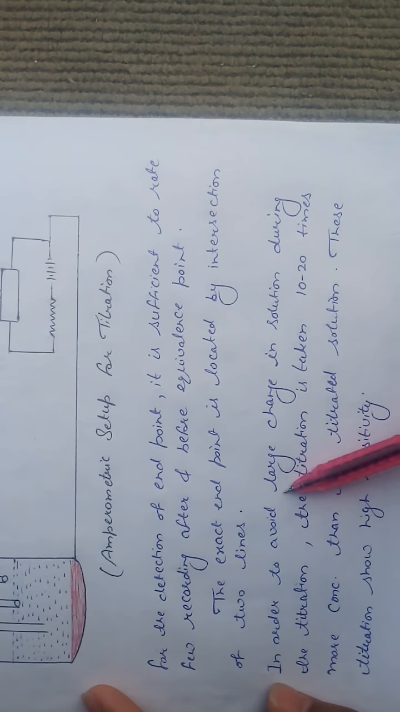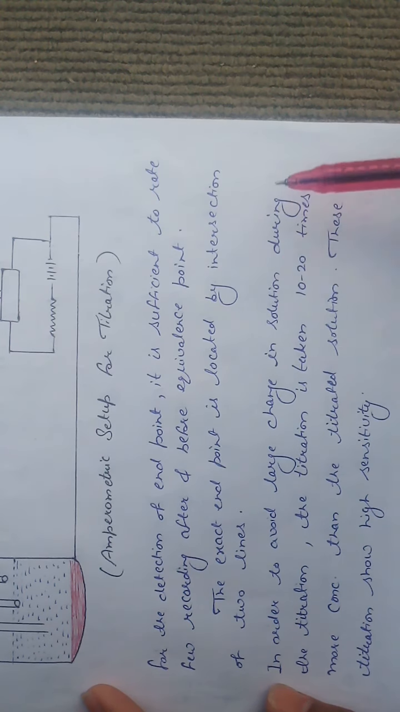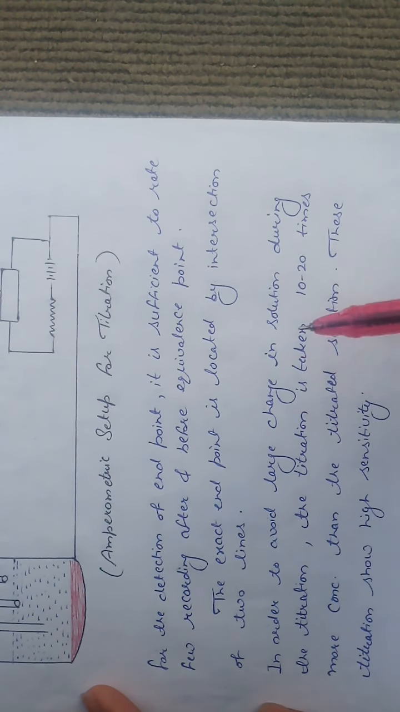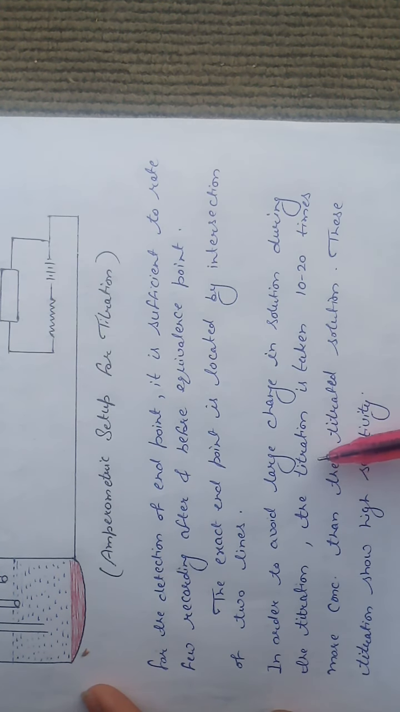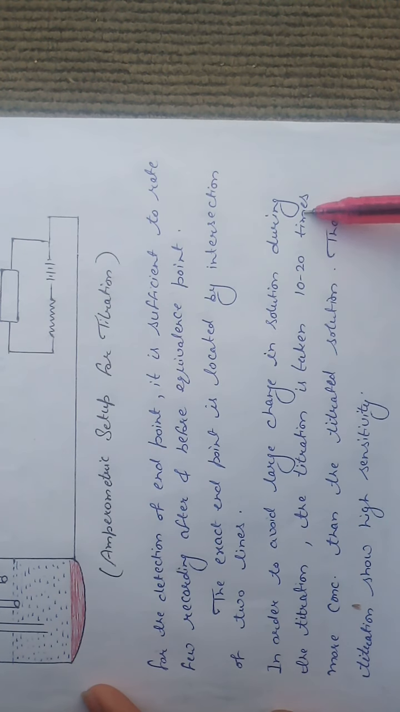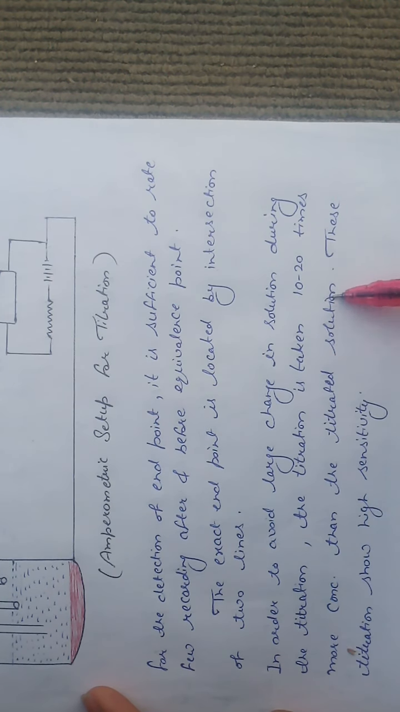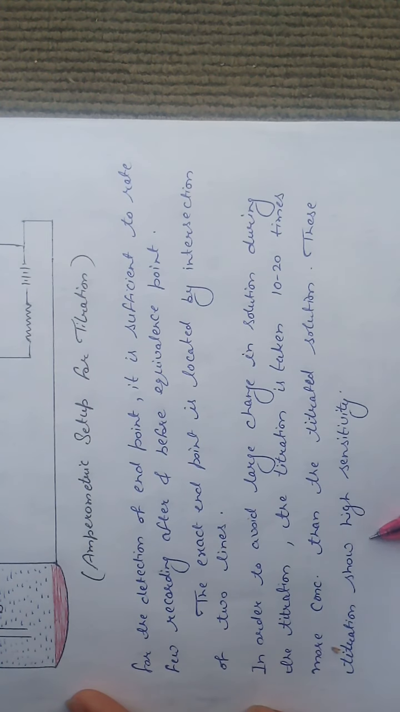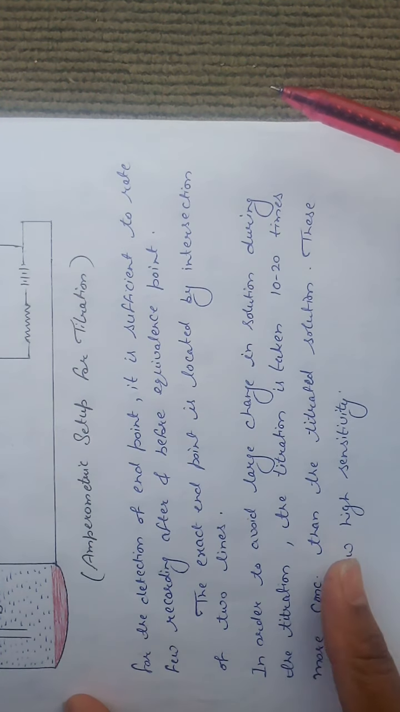In order to avoid a large change in solution volume during the titration, the titrant is taken 10 to 20 times more concentrated. You can say more concentrated. The titrant should be at least 10 to 20 times the concentration of the titrated solution, right? These titrations show high sensitivity.